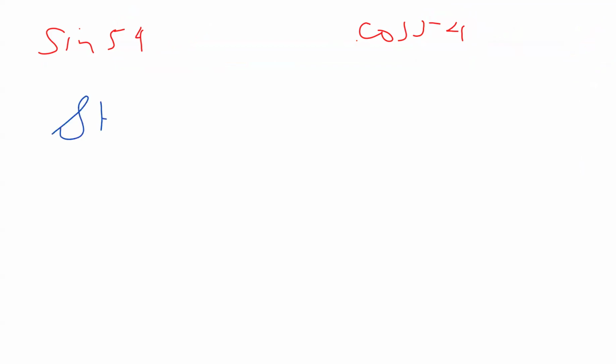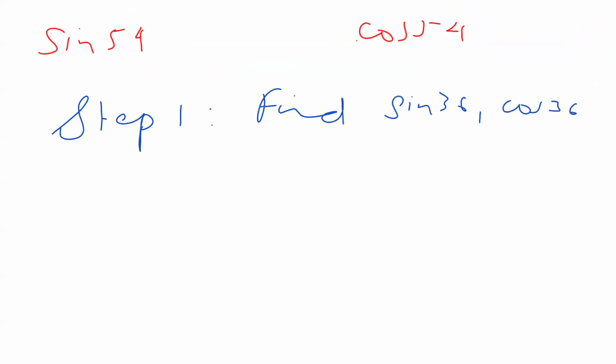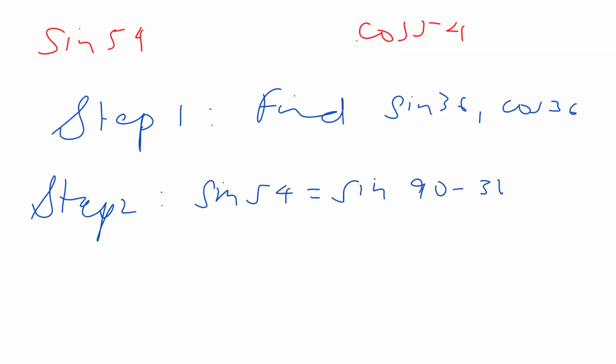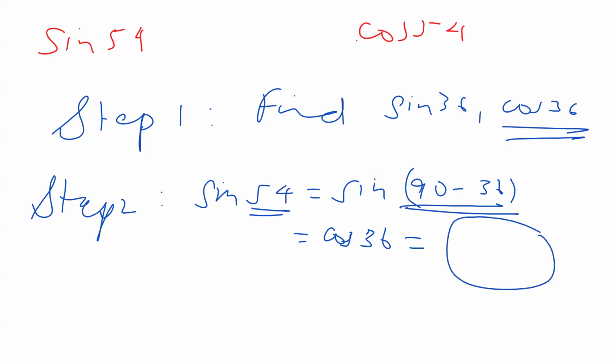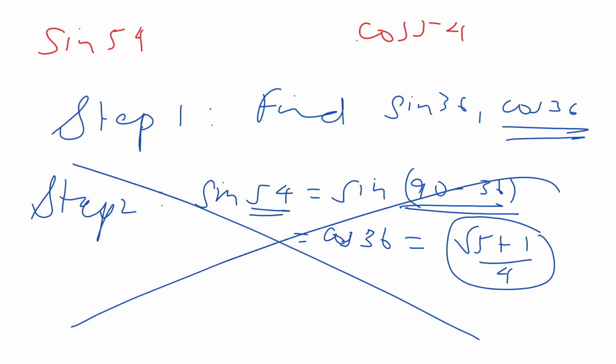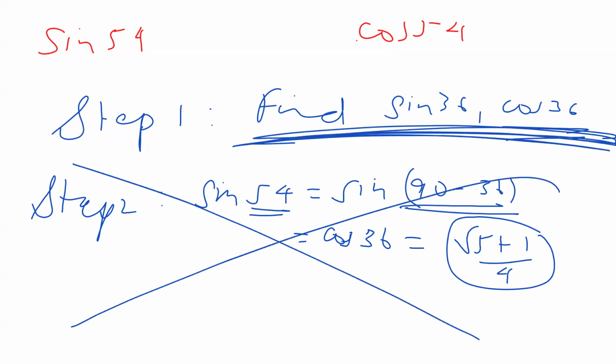Okay. So step one, find sine 36 cos 36 or cos 36 sine 36, whatever you get first. Step two, sine 54. Now sine 54 is what? 54 is 90 minus 36. And sine 90 minus theta is cos theta. So cos 36, and cos 36 value we have got over here. You can put it over here. Root 5 plus 1 upon 4. Directly don't do step 2. They will expect you to solve this proof first.